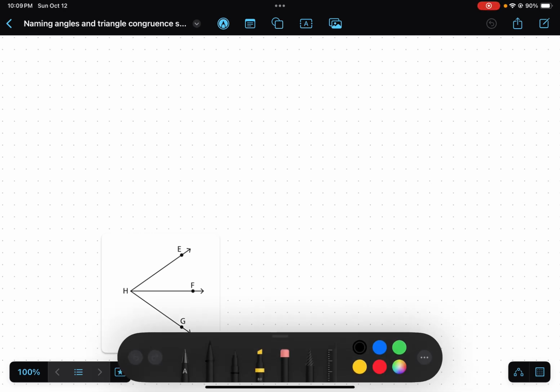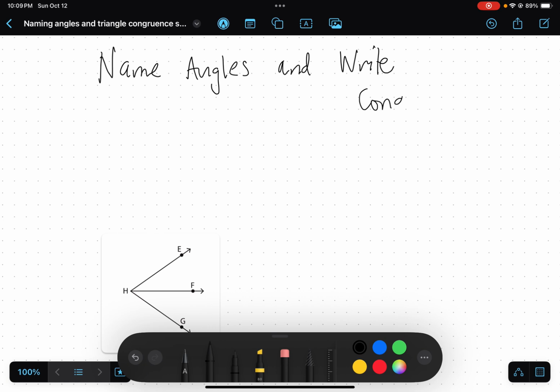In this lesson, we're going to learn how to do two different things. We're going to learn how to name angles and write congruent statements.